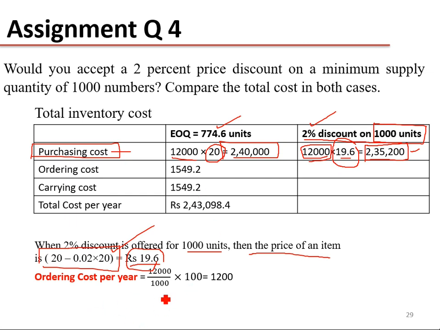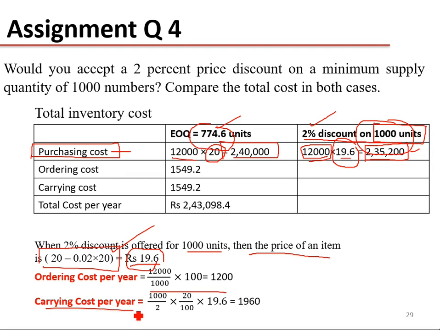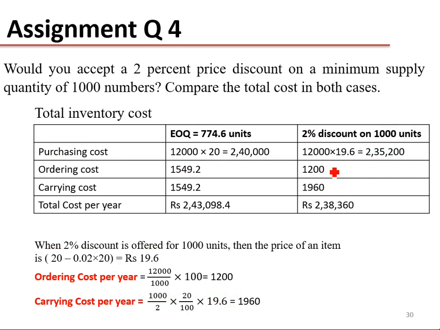Now the ordering cost is based on 1000 units instead of 774.6, and I calculated the ordering cost accordingly. The same applies to the carrying cost. Instead of the Q value, I used 1000, so 1000 upon 2, and I used the product cost of 19.6. This is how we calculate the carrying cost, and I have put 1219.60 over there.